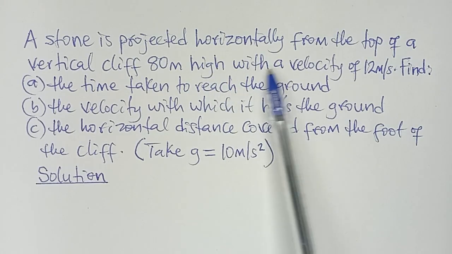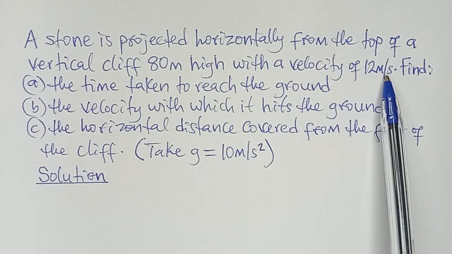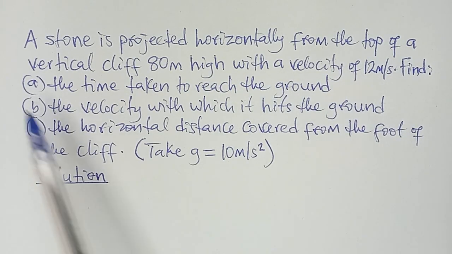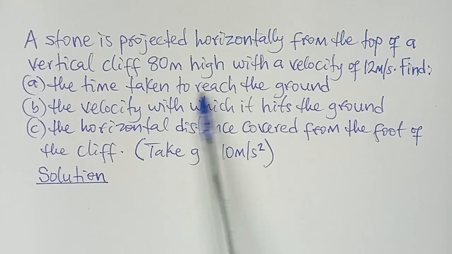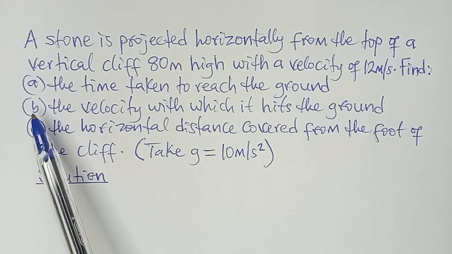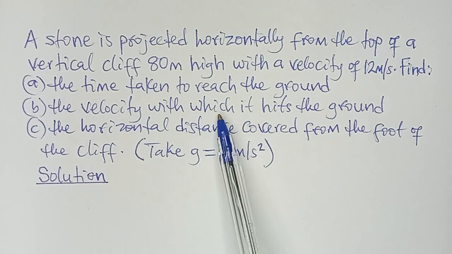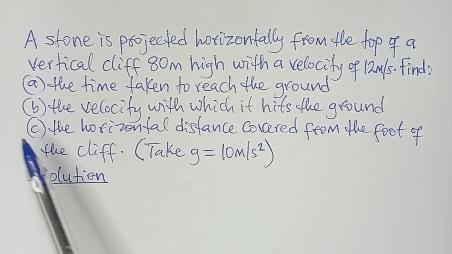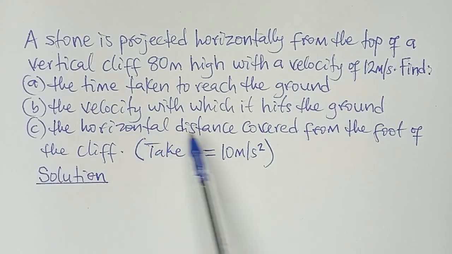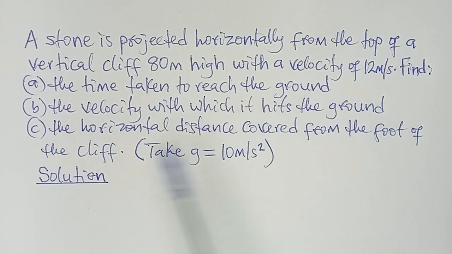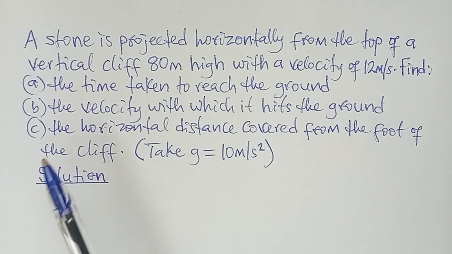The question says a stone is projected horizontally from the top of a vertical cliff 80 meters high with a velocity of 12 meters per second. Find A, the time taken to reach the ground. B, the velocity with which it hits the ground. And C, the horizontal distance covered from the foot of the cliff.